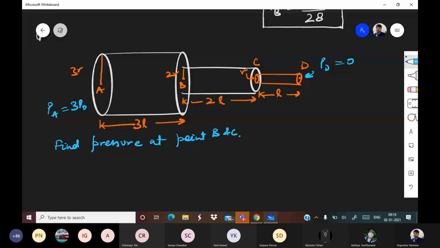Yash is saying PB is equal to 81 upon 35 P naught. PC is equal to 81 upon 2 P naught. All right. I have noted your answers.